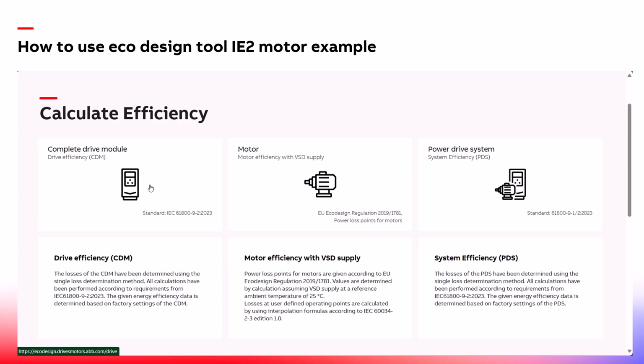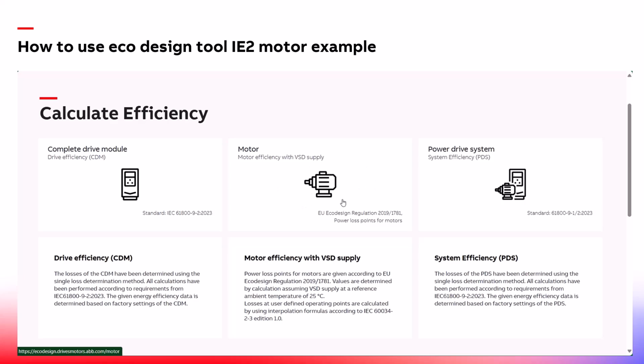You can select complete drive module, so you can basically check the efficiency of the drive itself at different operating points. So the drive at full load, the drive at part load, you can set your user defined load points, and there's also a set of points that are used across industry in conjunction with this standard, 61800-9-2 2023. So you can check the drive itself. As we mentioned earlier on the EcoDesign directive, the drives need to be IE2 standard efficiency or above. So that's something that's a requirement now.